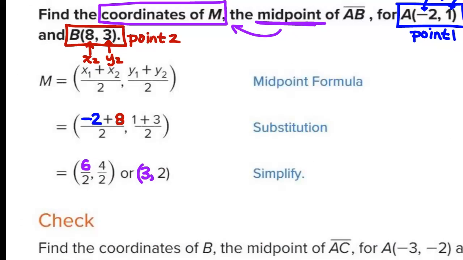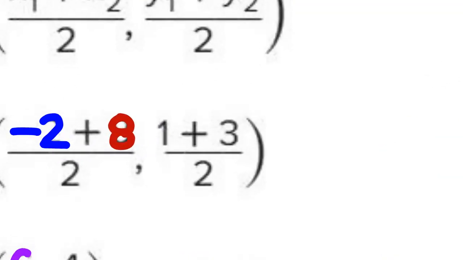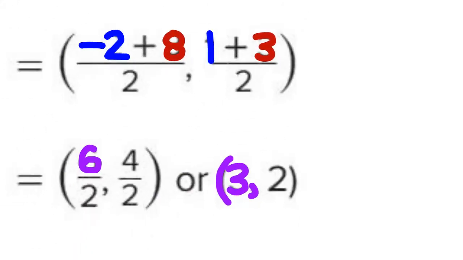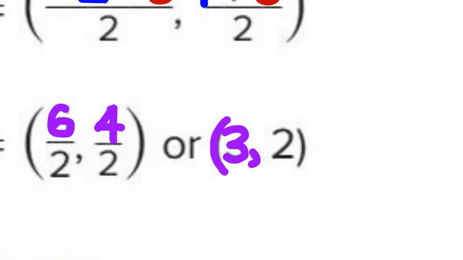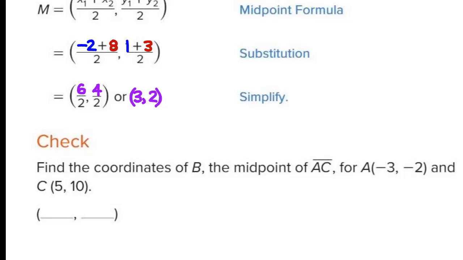Then we're going to do the same thing with the y's. I'm going to add my y's together. What is y1? 1. What is y2? 3. I add 1 and 3 together to get my numerator. 1 plus 3 gives me 4. And 4 cut in half is 2. So the midpoint there is (3, 2).